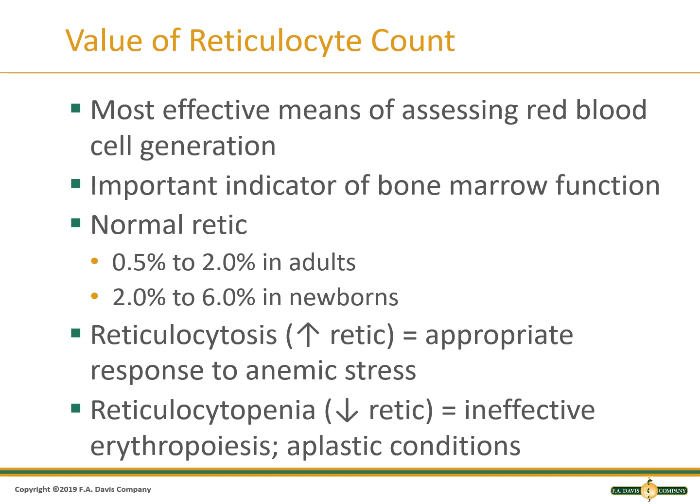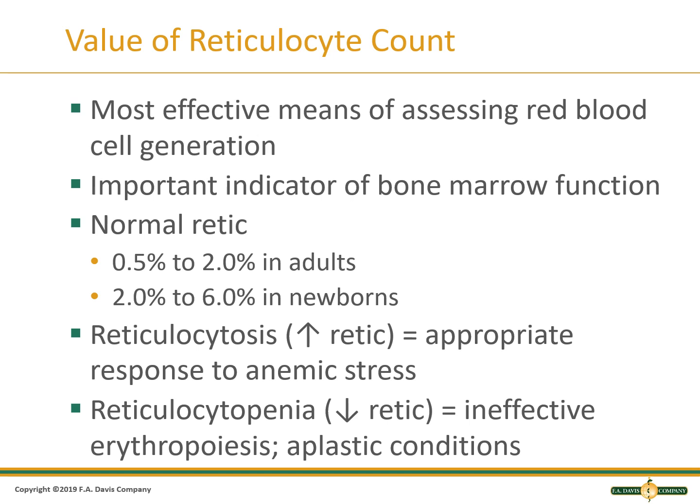A normal retic count for an adult is 0.5 to 2%. It's going to be much higher in a newborn because their body is spitting out those red blood cells, and it's a much higher count or different range for newborns. So that's going to be 2 to 6%.